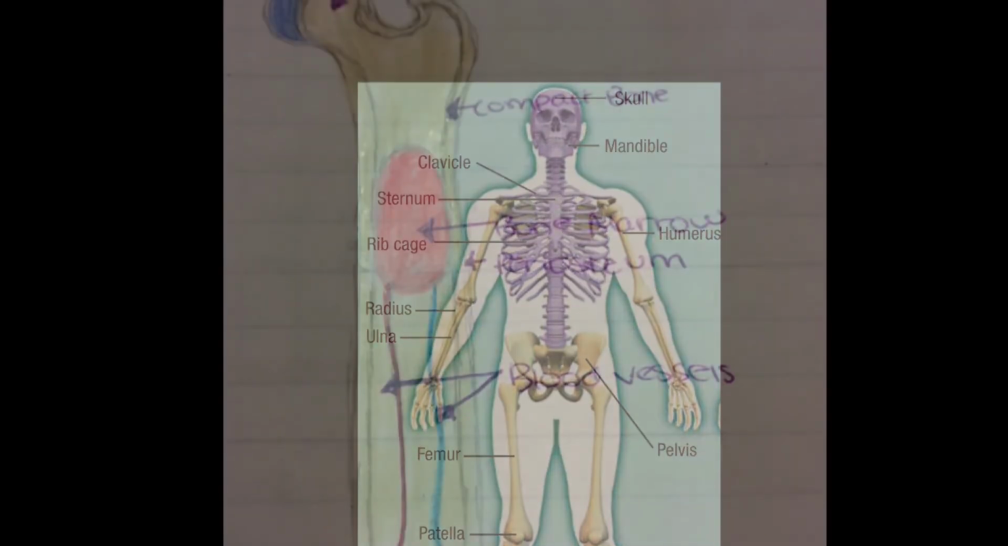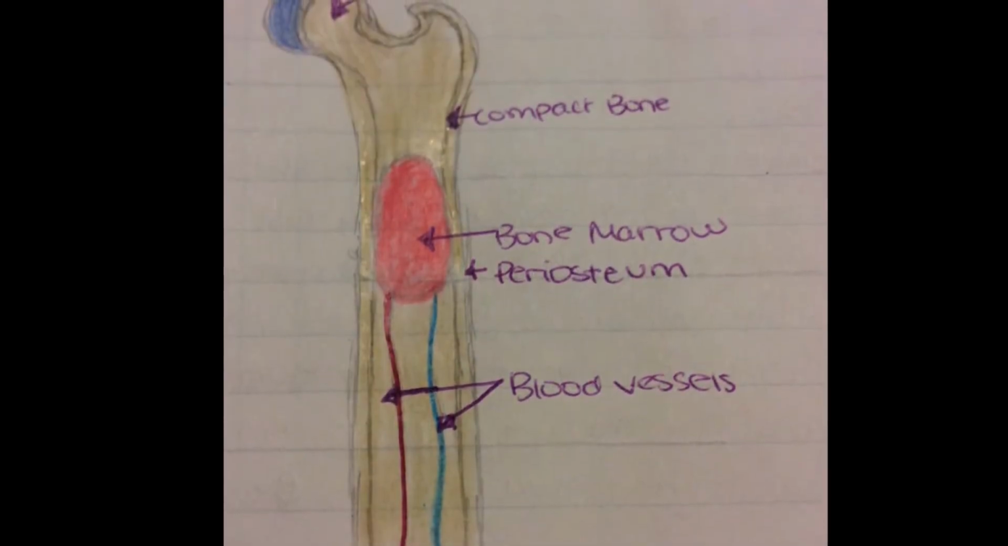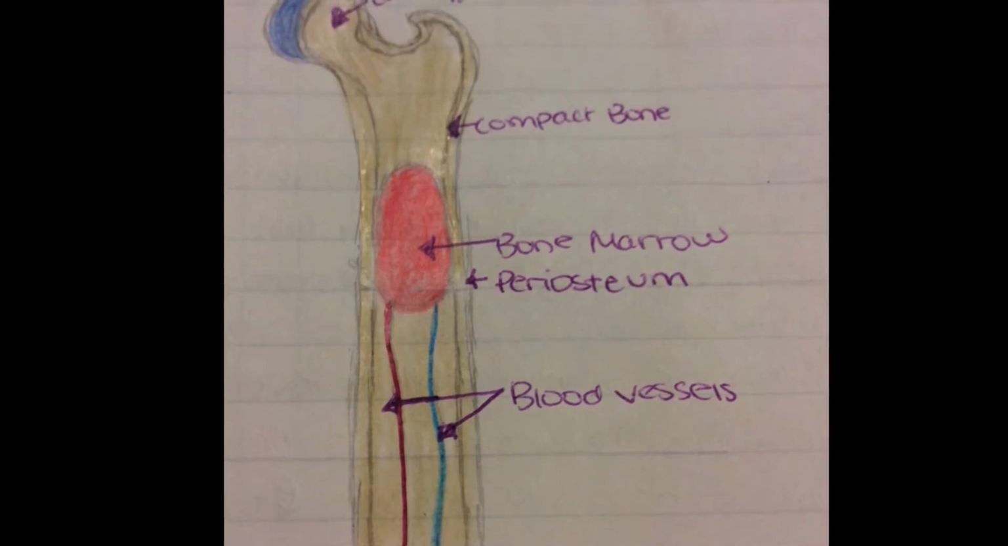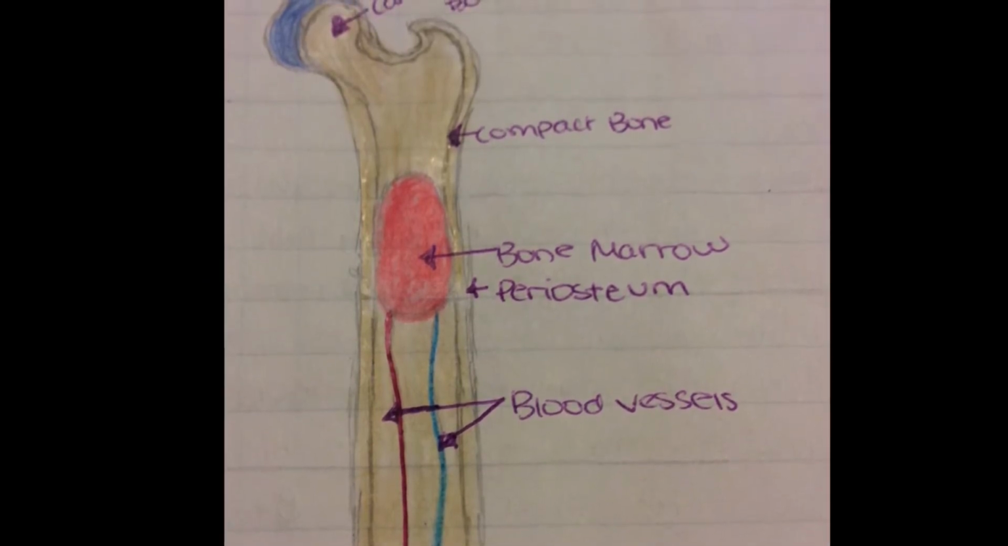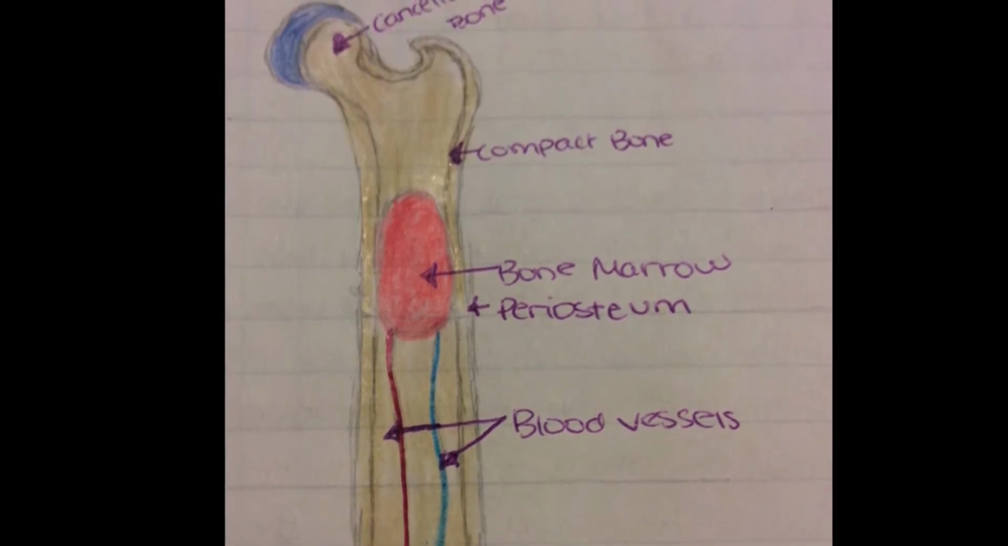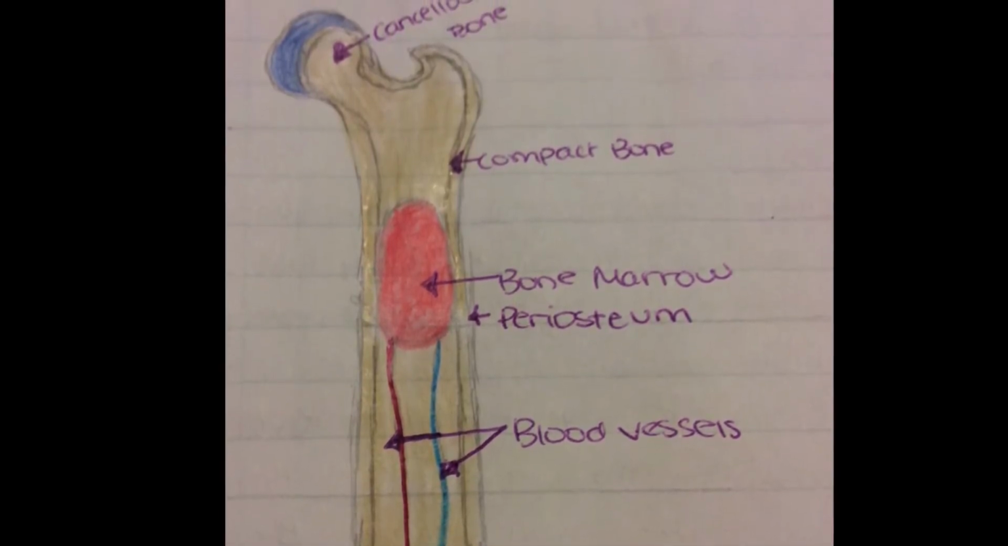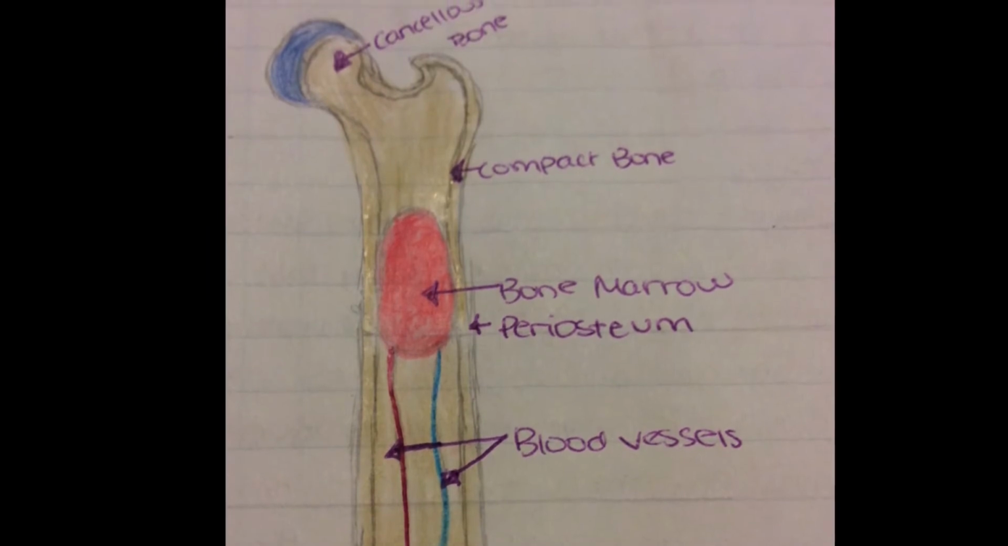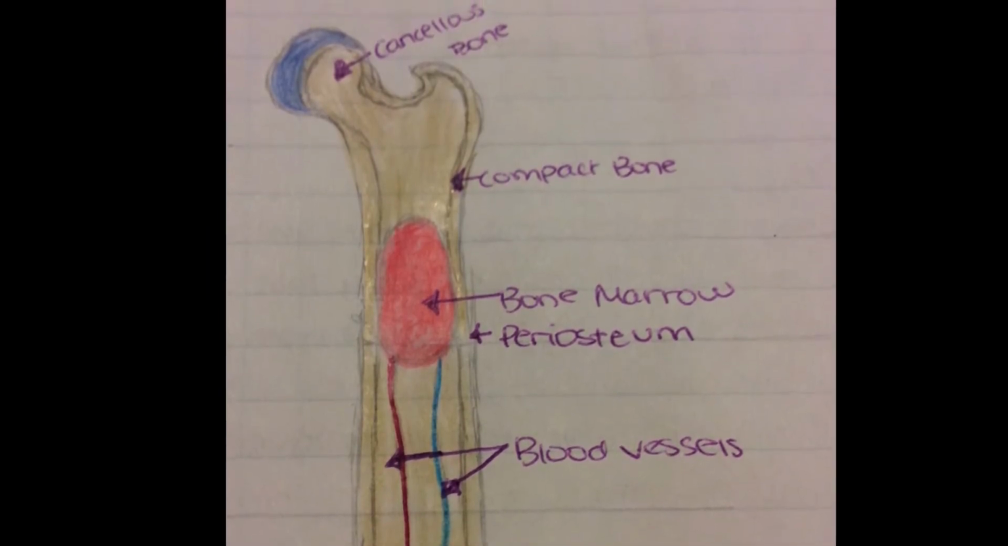The outer surface of bone is called periosteum. The periosteum is a thin membrane that contains blood vessels to nourish the bone and nerves. Next layer is called compact bone. This bone is the layer of bone that provides most of its strength. Tiny canals within compact bone contain blood vessels.